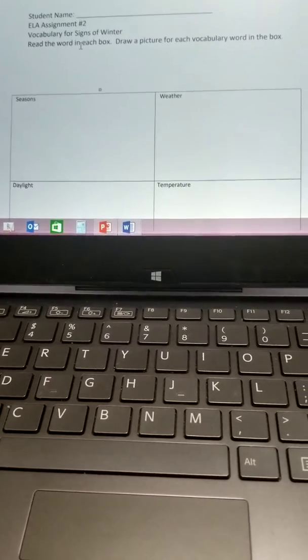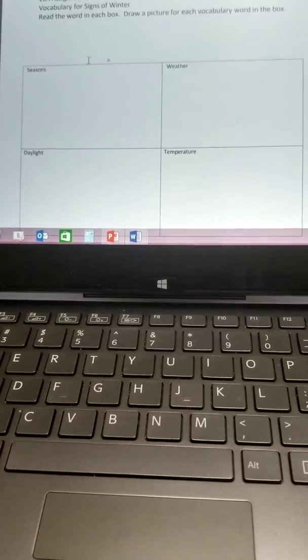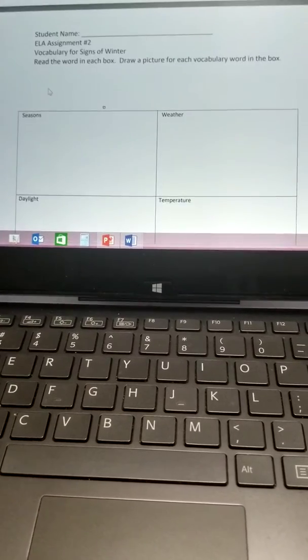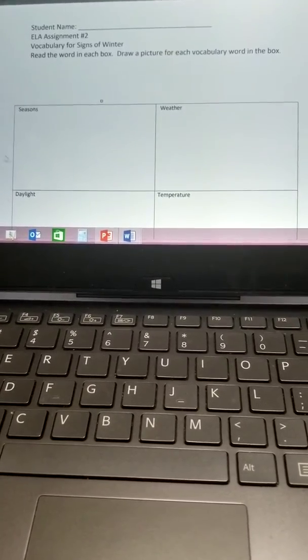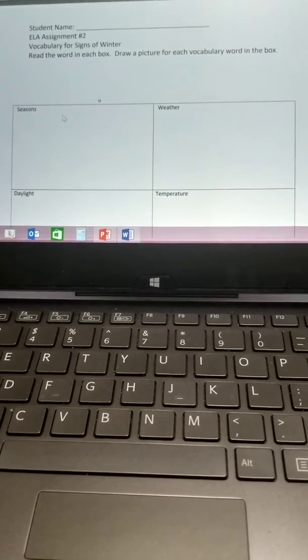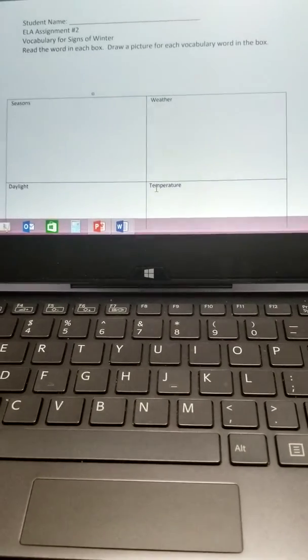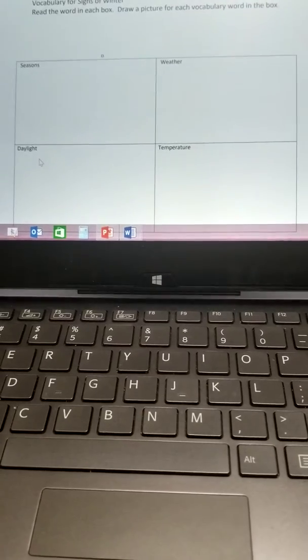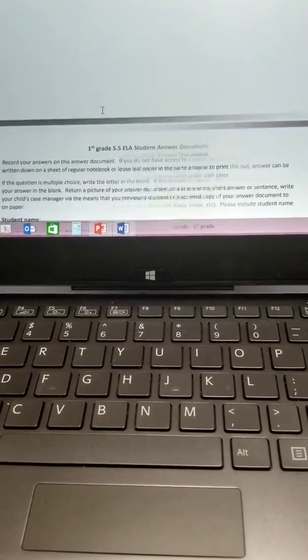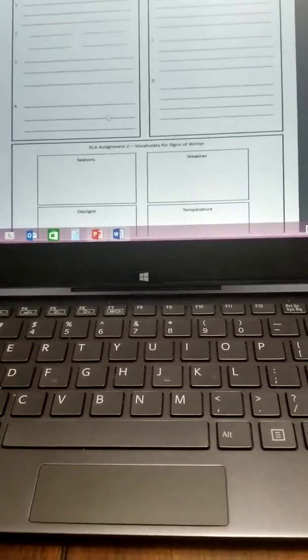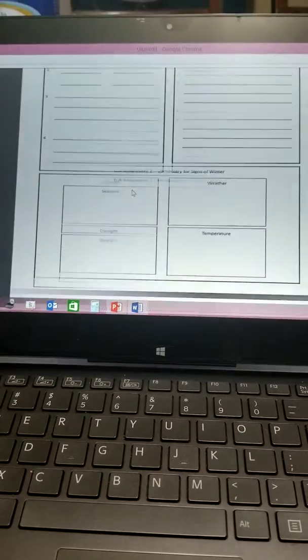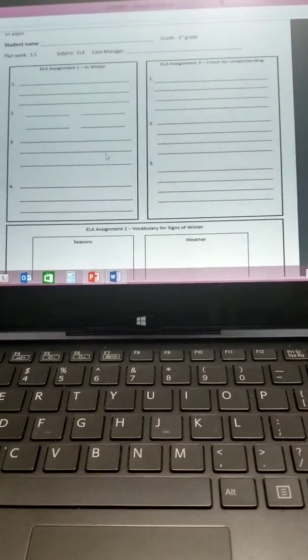Assignment number 2 for vocabulary, you're drawing pictures. Draw a picture of seasons, something that would represent seasons, weather, temperature, and daylight. And again, you can use this answer key, or you can use your own sheet of paper.